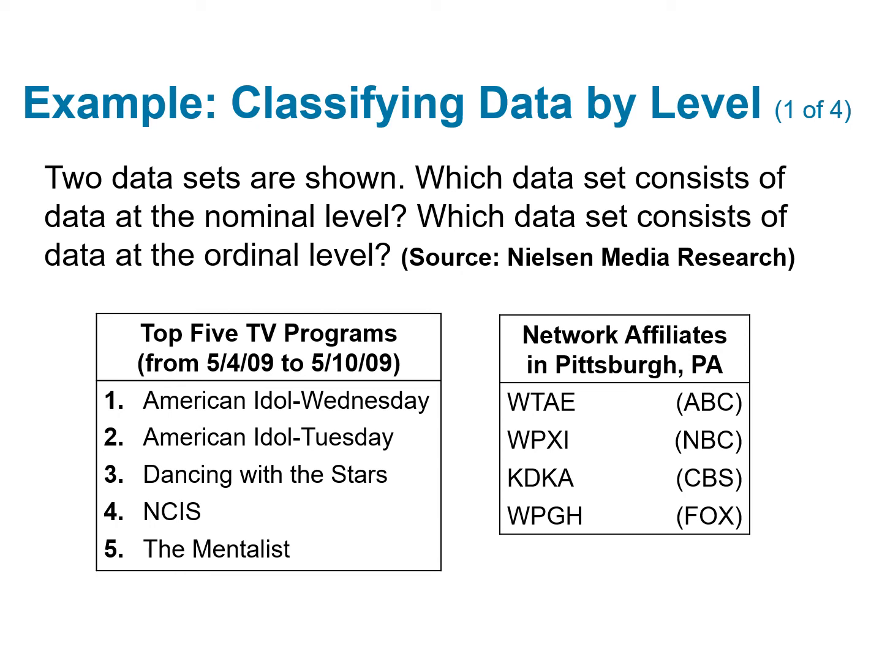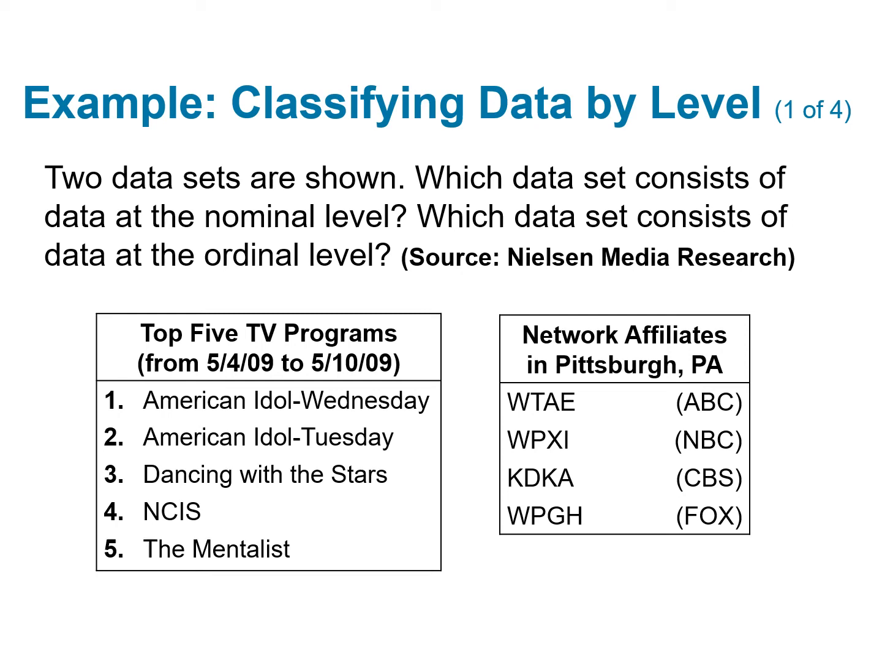So if we look at two different data sets here, and both of these happen to be qualitative variables. We have the top 5 TV programs, and then we have network affiliates in Pittsburgh, PA. And we want to know, one of these data sets is nominal, one of these data sets is ordinal. Which is which? So let's start off looking at the top 5 TV programs.